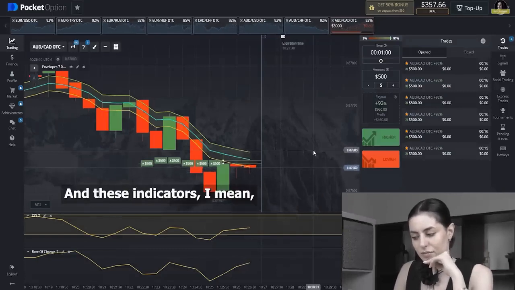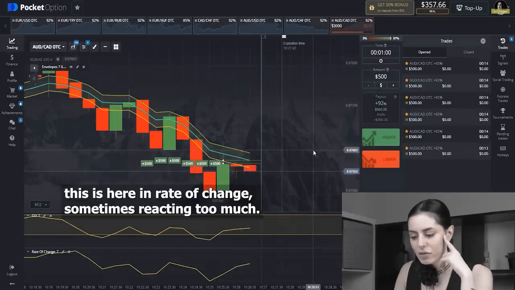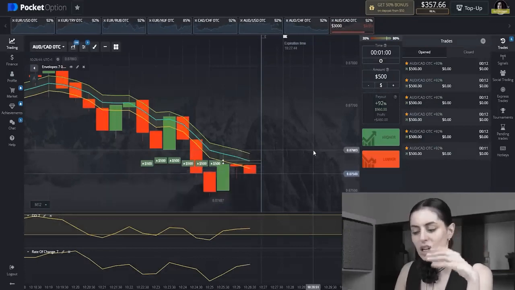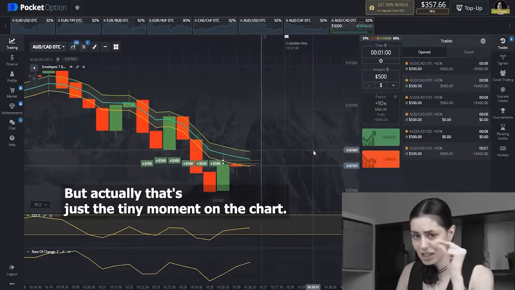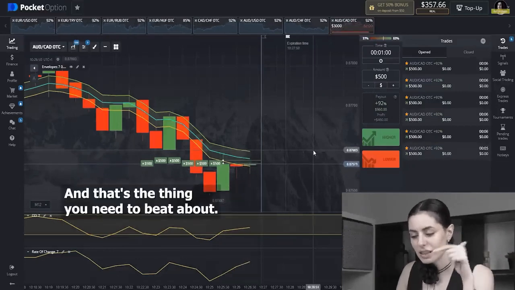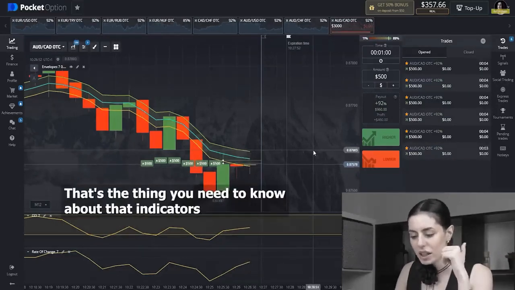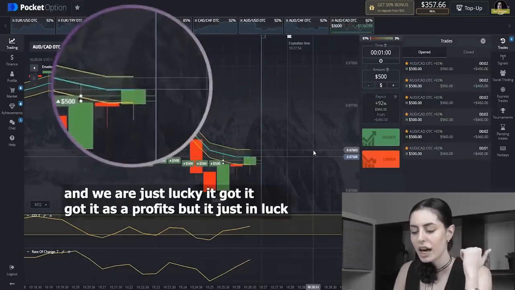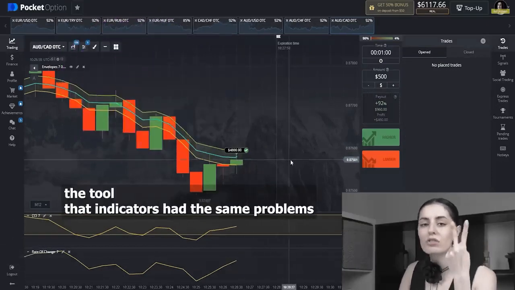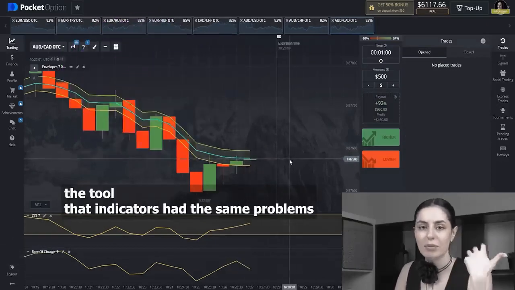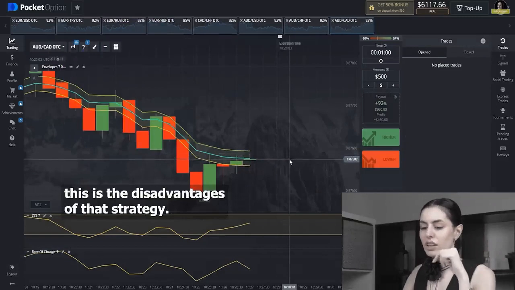And these indicators, CCI and rate of change, sometimes react too much. So you see this long line getting upward, but actually that's just a tiny movement on the chart. And that's the thing you need to read about. That's the thing you need to know about these indicators. And we are just unlucky, we didn't get it as profit. We're just unlucky that two of these indicators had the same problems. This is the disadvantage of that strategy.